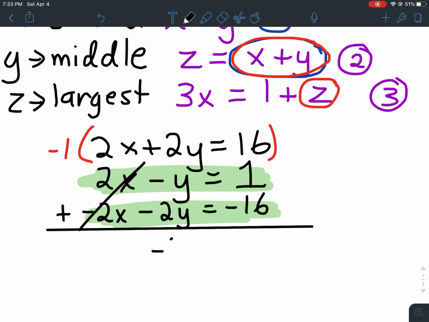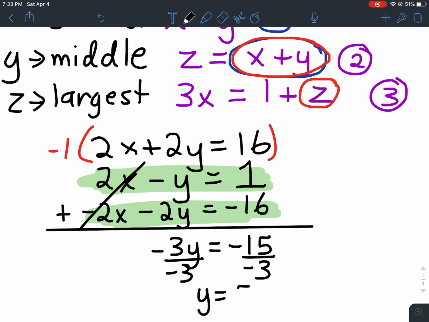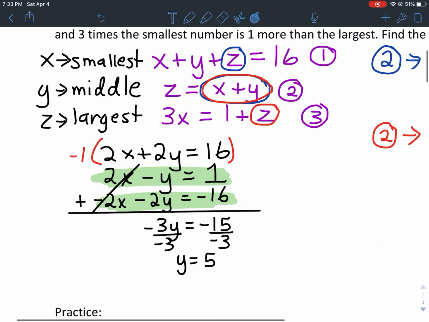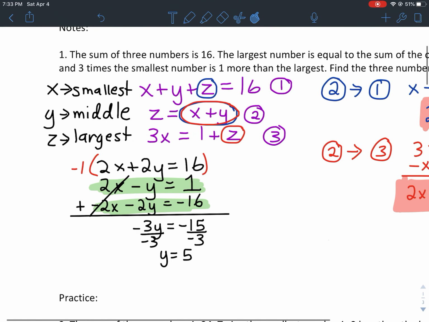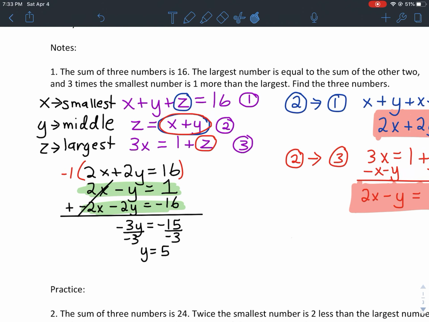-1 plus -2 is -3, and 1 plus -16 is -15. And now it's a one-step equation. Divide by -3 on both sides, and you end up getting that y is equal to 5. So I know that the middle number here is 5, and now I need to find the other two numbers.